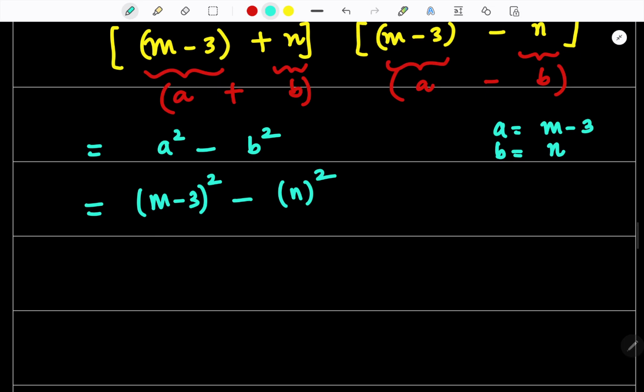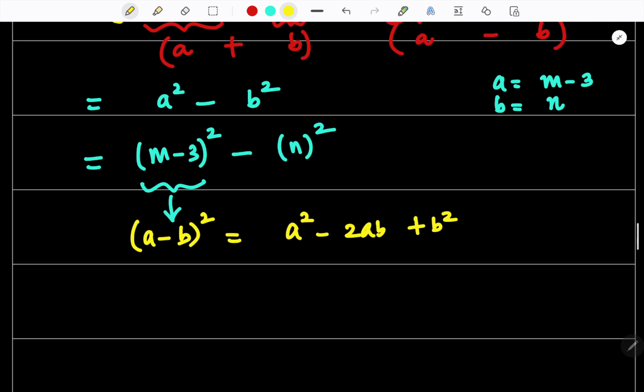No. This again looks like the model (a − b) whole square. What is (a − b) whole square? a² − 2ab + b². Only for this, not for the n². There is no formula for that, so I'm going to do only for this one. Keep in your mind. In the place of a you have what? m. In the place of b you have what? 3. Yes, a is equal to m and b is equal to 3.